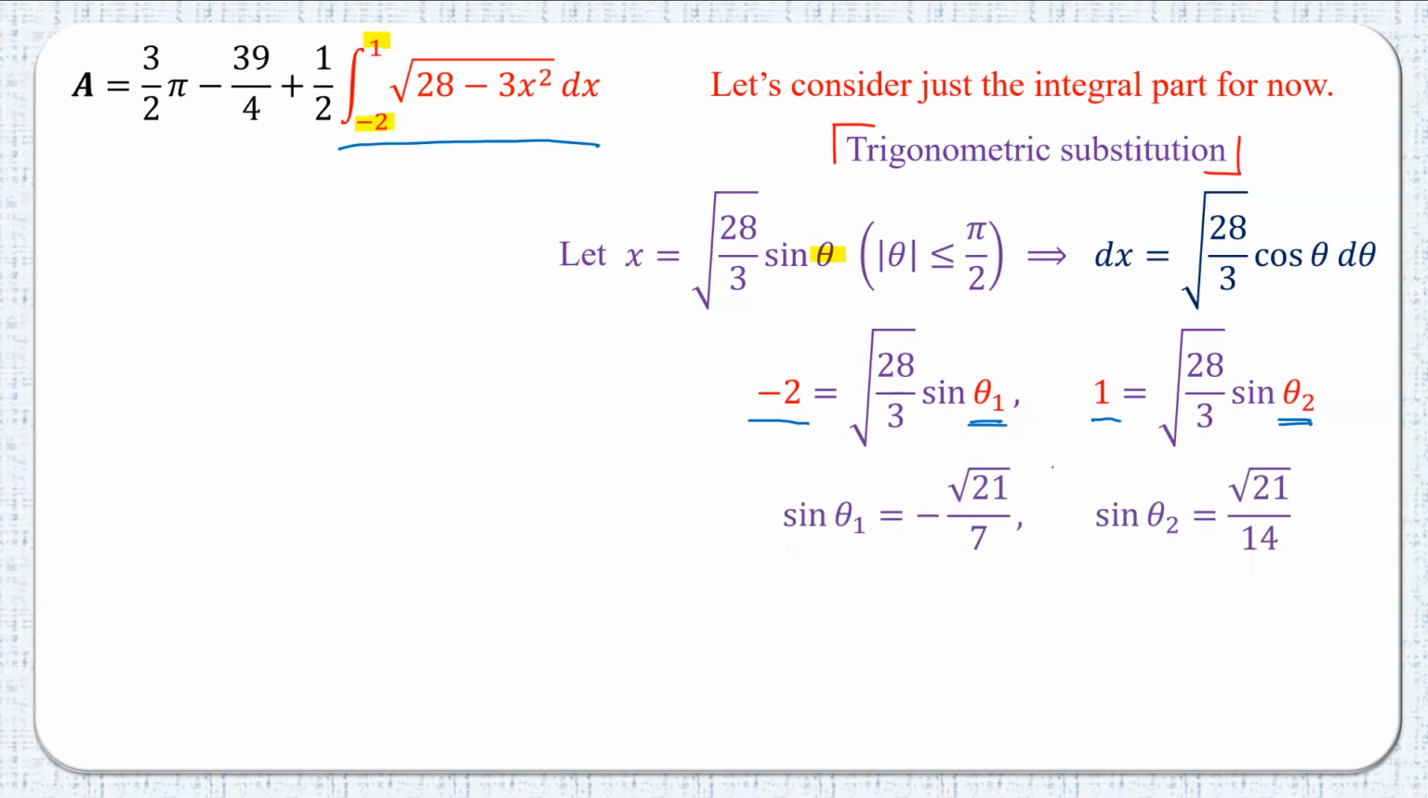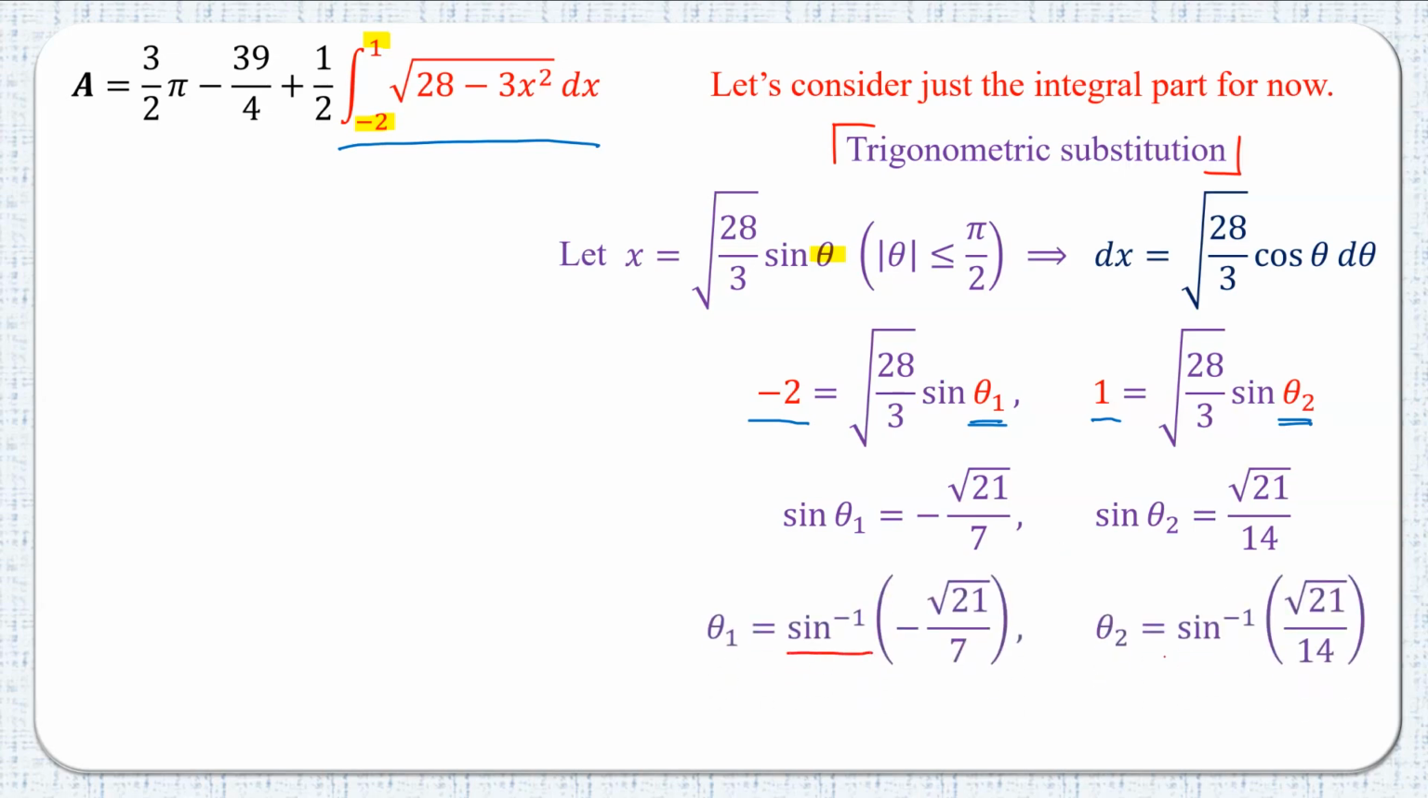Of course, you can express these in terms of sine theta 1 and sine theta 2, which equals negative square root of 21 over 7 and square root of 21 over 14 respectively. Or you can express theta 1 and theta 2 using the inverse sine functions. Spoiler alert, we are going to use all of these.